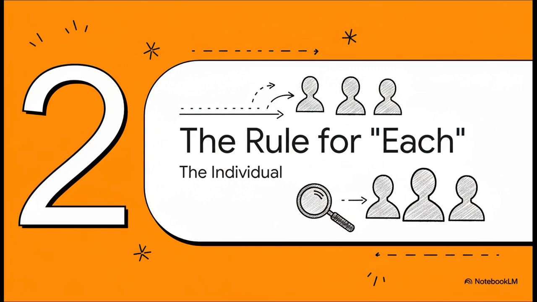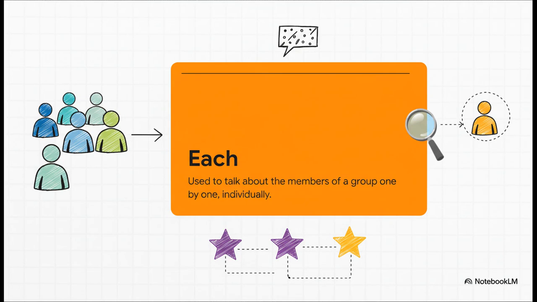Okay, so that's all. Now, let's flip the script and look at our other word, each. If all is about the whole group, well, each is the total opposite. It's all about the individual. So with each, I want you to picture yourself walking through a group and pointing to every single member, one by one. It's like you're putting a little spotlight on every single person or thing inside that bigger group.